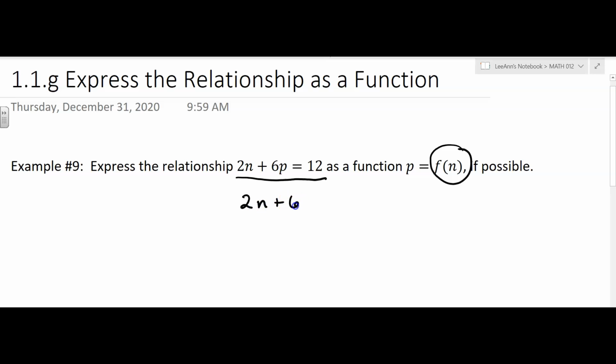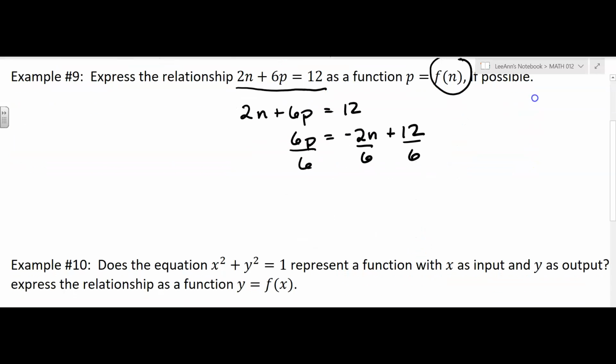2n plus 6p equals 12. We're going to solve for p. So subtract the 2n. This is one way to write it. Divide everything by 6. This is the way to write it. There's more than one way to write these usually. So p equals negative 1/3 n plus 2. That is one way you could write it.